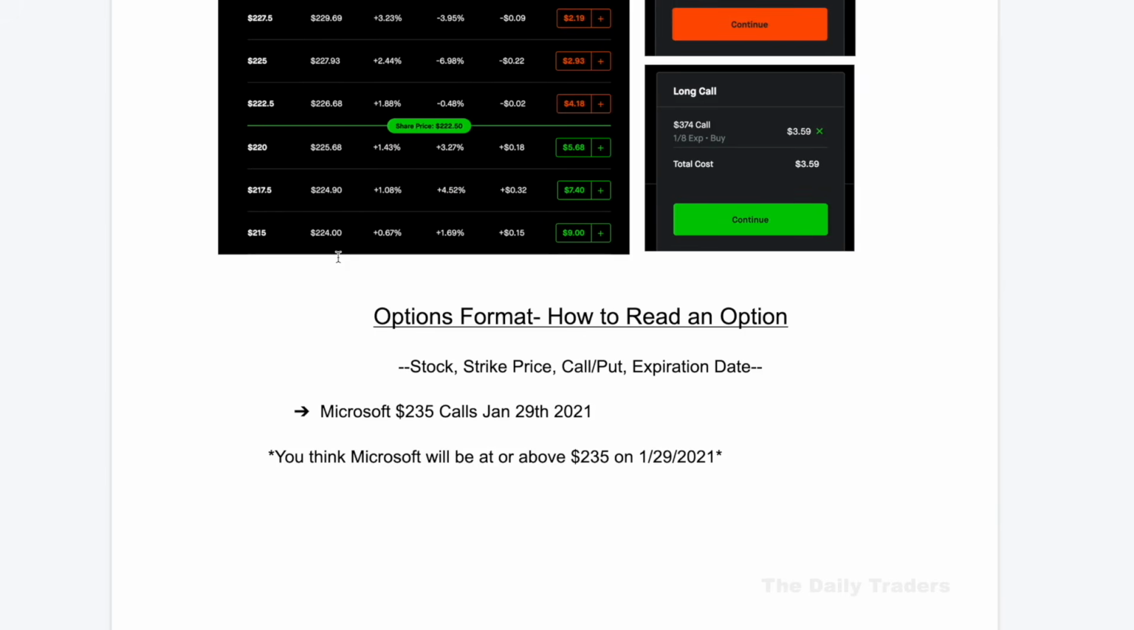All right, let's talk about the options format and how you actually read an option. So it's going to be displayed like this.